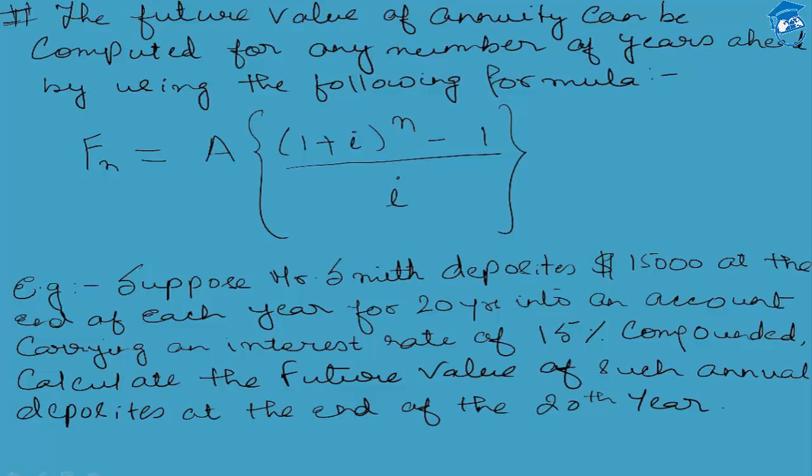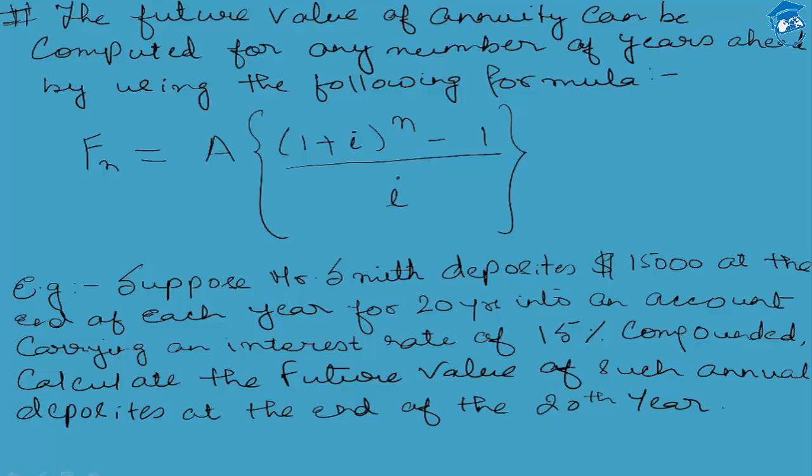Now the example says, suppose Mr. Smith deposits 15,000 USD at the end of each year for 20 years in an account carrying an interest rate of 15% compounded annually. Calculate the future value of such annual deposits at the end of the 20th year. Let's go to the question once again. It's a very simple question.